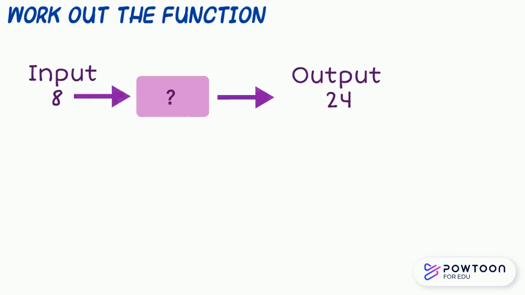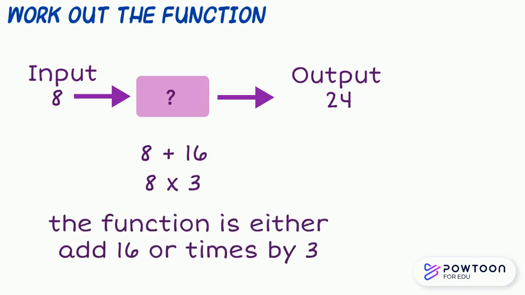In this example, it's slightly different because we're working out the function instead of the output. So now we have our input of 8 and our output of 24. So we can think of what do we do to 8 to get to 24? We can either do 8 plus 16 or we can do 8 times 3. So this function is either add 16 or times by 3.